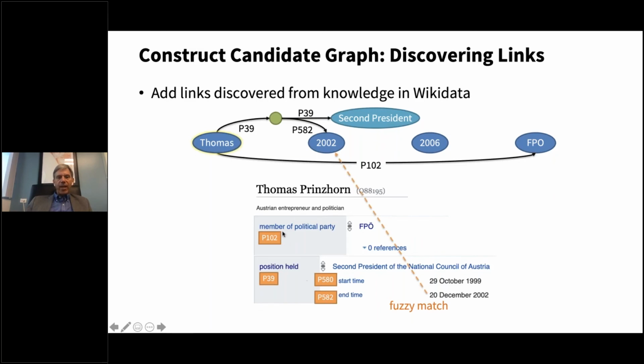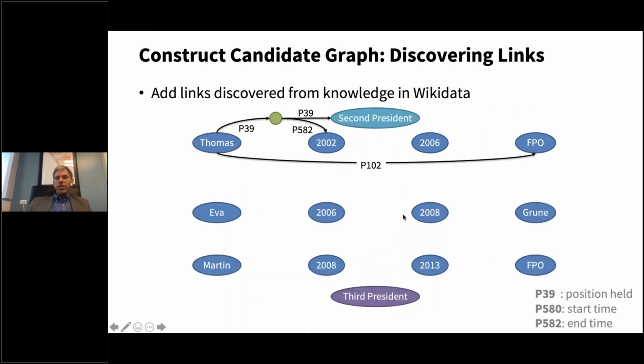That we get to that link as Thomas Prinzhorn goes position held, which is P39, and the particular position held is second president, because that comes from here. And so I essentially have this initial sort of links in my graph from this. Okay. And these are these Wikidata statements, these little green nodes, and this is an entity in Wikidata, the second president. Okay. Now, okay, what about the rest of the graph? So we can follow the rest of the graph in exactly the same way.